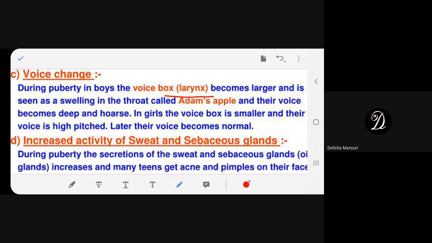What is it called, beta? Adam's apple. And their voice is very deep and rough, whereas females' voices are very sharp, very shrill. There's a difference. Girls can scream, boys don't do that. The girls can scream because they've got a high pitched note. Later, the girls' voices become normal.